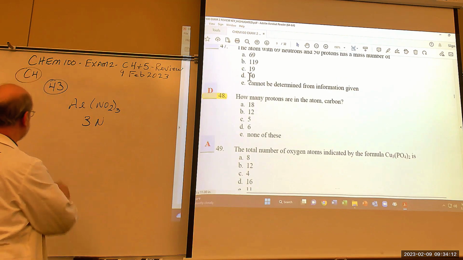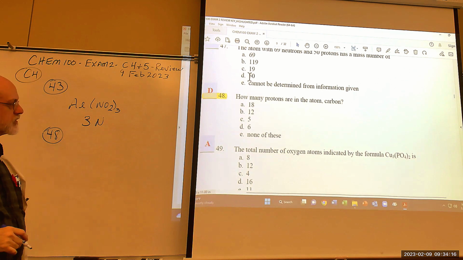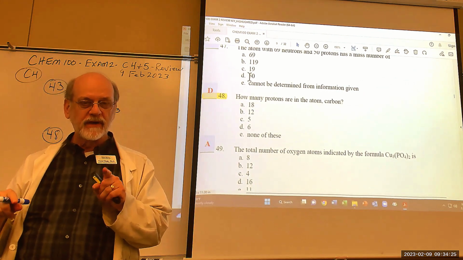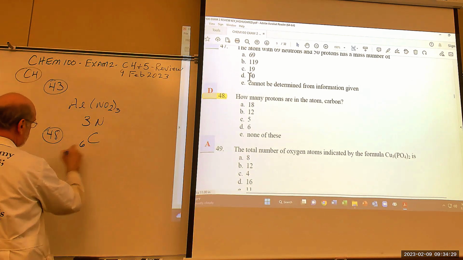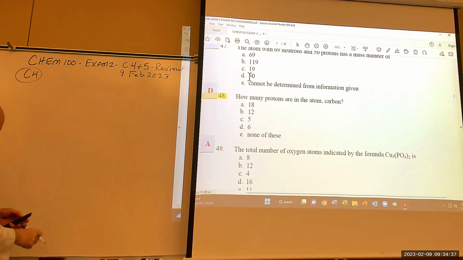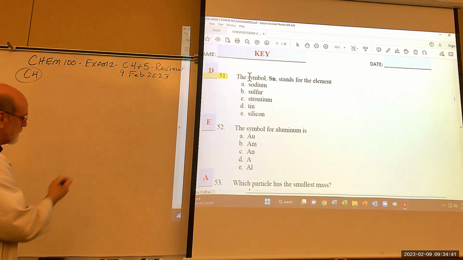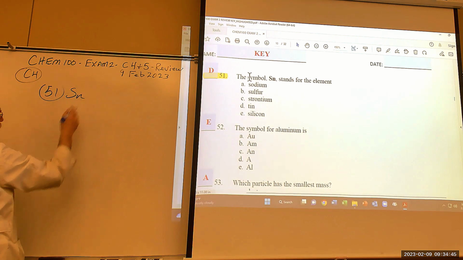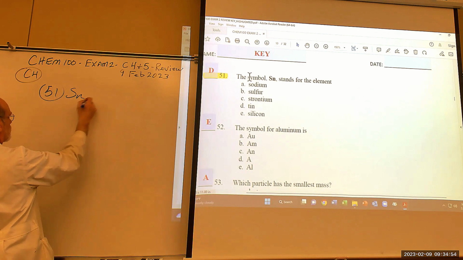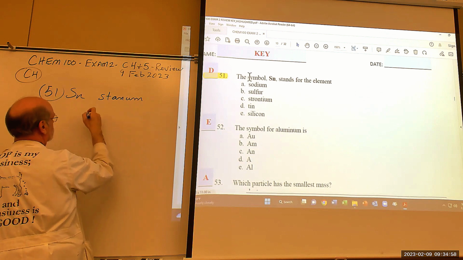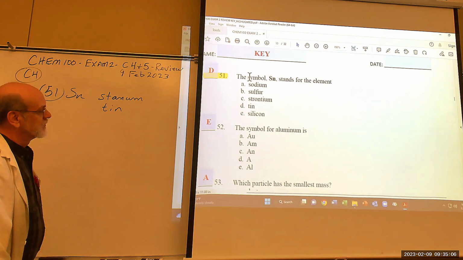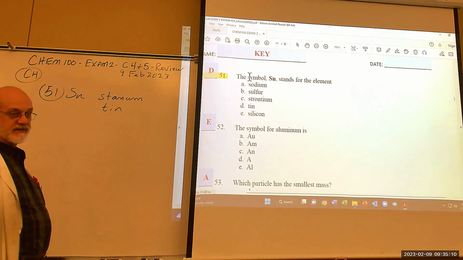Let's see, how about 48? How many protons are in the atom carbon? All you have to do is look it up on the periodic table. What's the atomic number? That's the protons. And carbon has 6. 6 protons. Um, 51, symbol. What does SN stand for? Well, it's one of those Latins, right? SN stands for stannum or tin. Okay. Sodium is Na, sulfur is S, strontium is Sr, and silicon's Si.